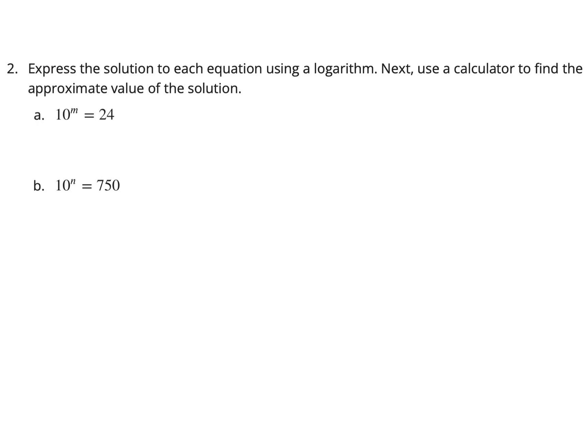Express the solution to each equation using a logarithm. That means we must transform it first. So we write this as log, and I'm not going to write base 10. Then we push these buttons on the calculator. When you go from exponential form to logarithmic form, the answer and the exponent switch, because logarithms count exponents. So we're going to find the value of m using the calculator. Look on your calculator next to the 7 button and hit log 24.